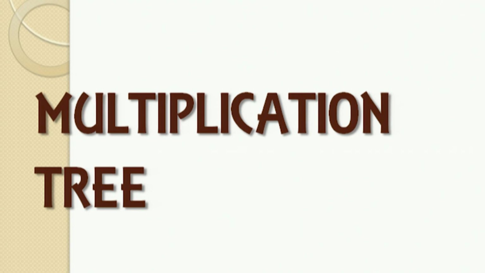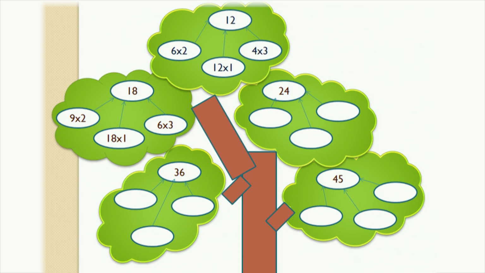This is a multiplication tree, and in this multiplication tree, numbers are given, and with these numbers you have to find the connection. I have done it with 12 and 18. See, I have written 12 and below 12 what have I written? 6 multiply 2. When you multiply 6 by 2, or you can say 6 times 2, what will you get? You will get 12. And the same when you multiply 12 with 1, you will again get 12.